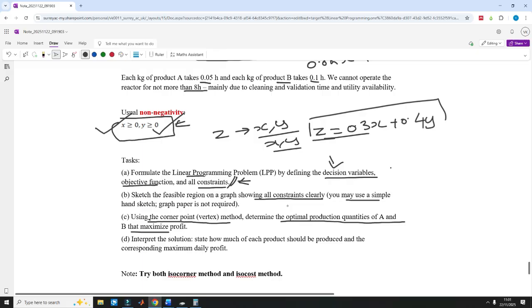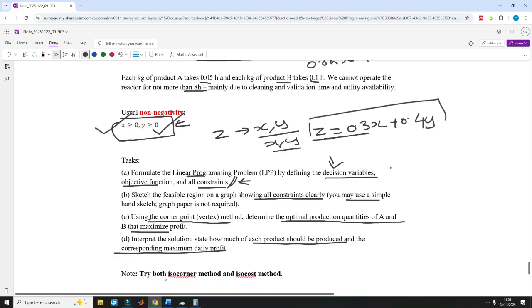What do you mean by that? So you need to find how many kgs of A and B you have to produce in a day, so that your profit will be maximum, subject to all these constraints, all the 4 constraints that I discussed right now, and then interpret the solution. So state how much of each product should be produced and the corresponding maximum daily profit.